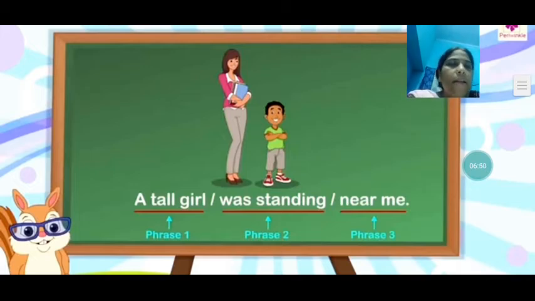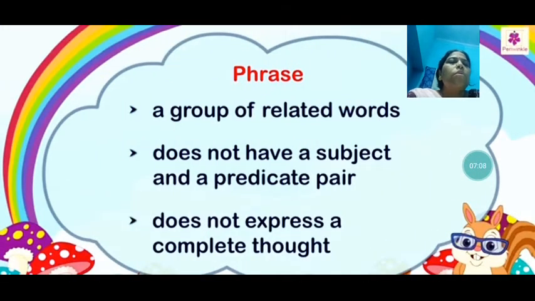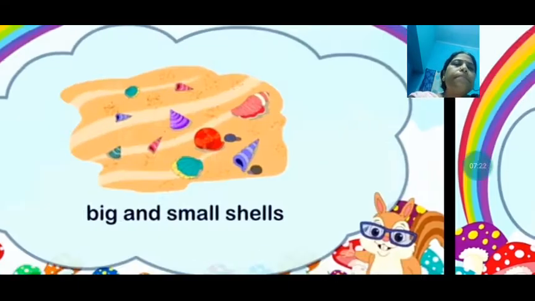First is a tall girl, then the second one is was standing, and then phrase 3 is near me. So the first one is a noun phrase, the second one is a verb phrase, and the third one is the prepositional phrase. So we will see about that. A group of related words is called a phrase. It does not have a subject and a predicate pair. That means it is not a sentence. And it does not express a complete thought like a sentence.